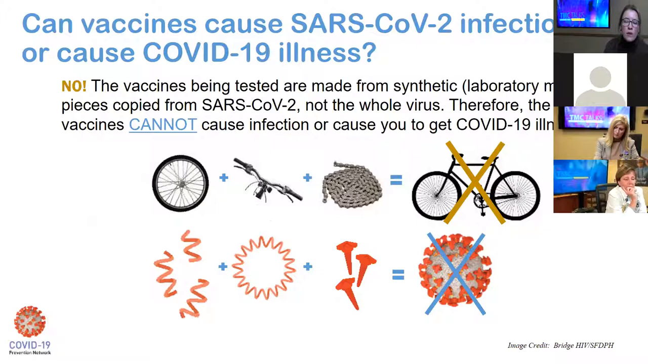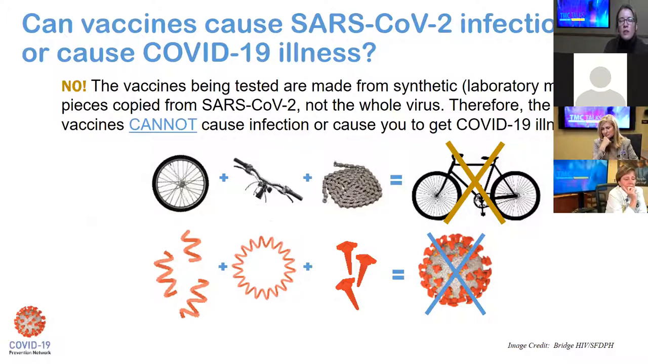One of the most frequent questions I've received is, is it possible to get COVID-19 disease through the vaccine? And hopefully after you've heard how this vaccine is produced and created, you will understand that it's impossible to get disease from this vaccine because we are not giving you the virus. We are giving you only a piece of genetic material that will create the spike protein. The spike protein alone cannot cause disease.